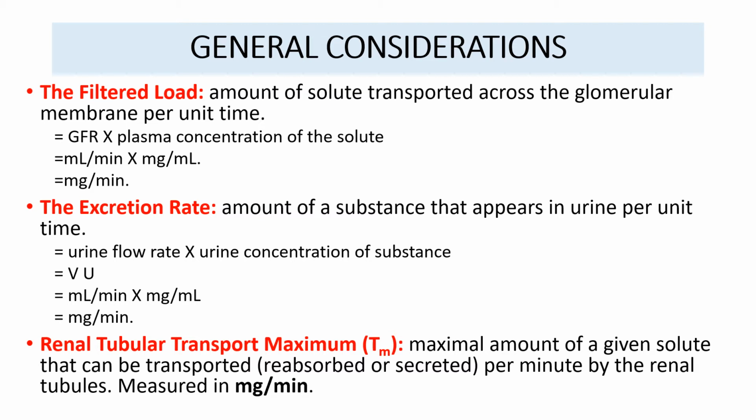Okay, the excretion rate: amount of a substance that appears in urine per unit time. Here urine flow rate is multiplied by urine concentration of the substance, and that also is milligram per minute. Now the important thing, renal tubular transport maximum of a particular solute. This means the maximal amount of a given solute that can be transported, reabsorbed or secreted per minute by the renal tubules. It is measured in milligram per minute.